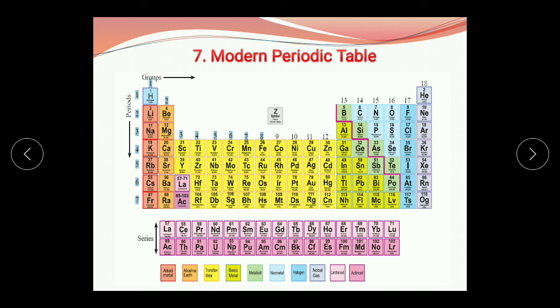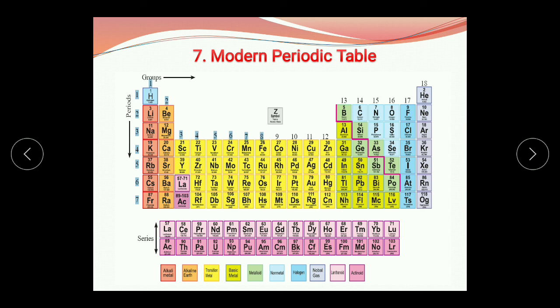That means, as our law says, the physical and chemical properties of the elements are the periodic function of their atomic number. What is atomic number? That is the number of protons, which is equal to the number of electrons. And the total arrangement of elements in various groups, blocks, periods is based on this atomic number.